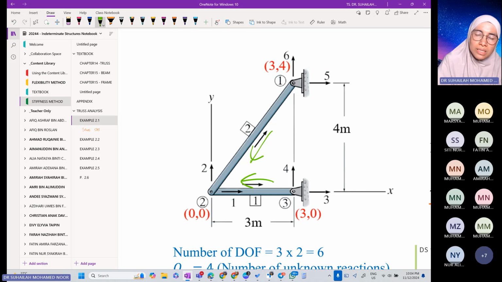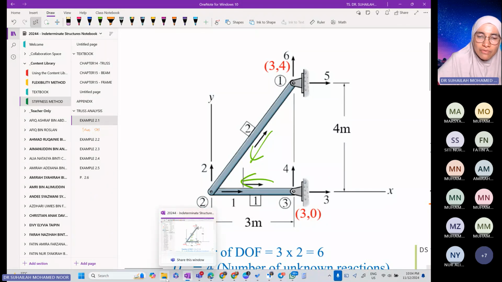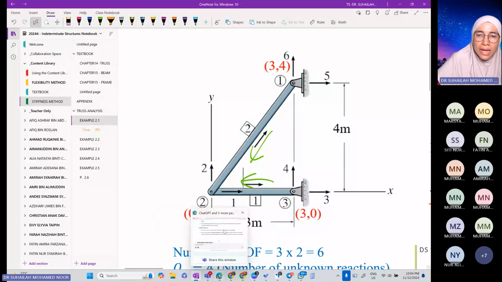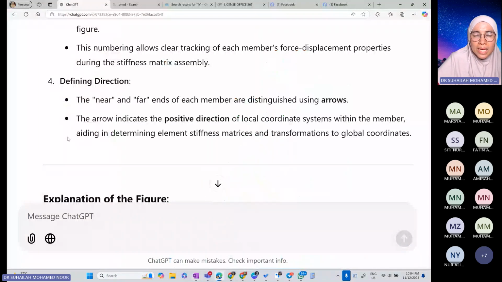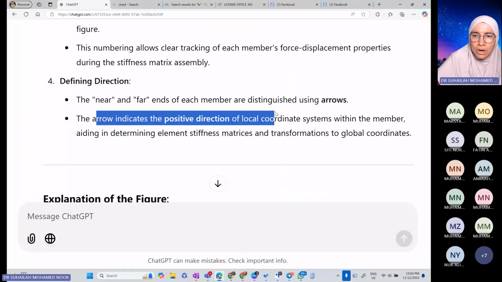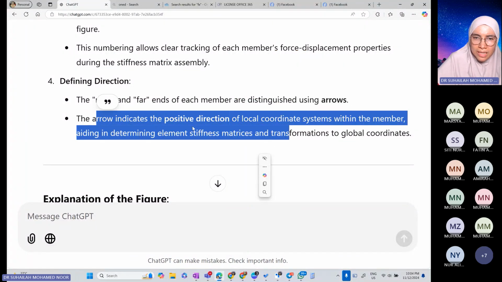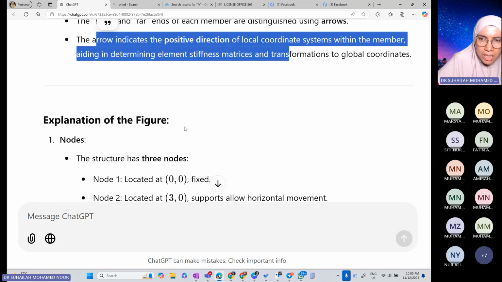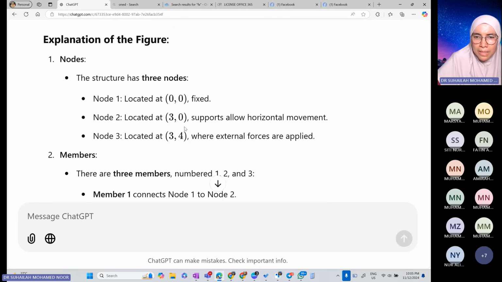Okay, why is the arrow important? Because from this we determine which node will be the near end and which will be the far end. We identify far and near from the arrow that we put. It says here the arrow indicates the positive direction of local. It does not go into detail about the arrow.